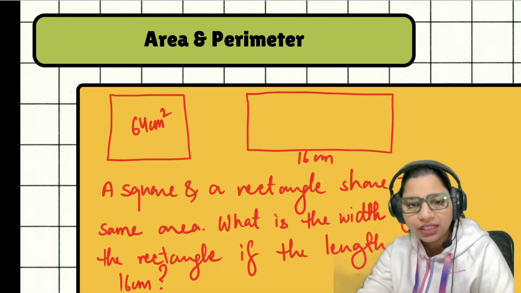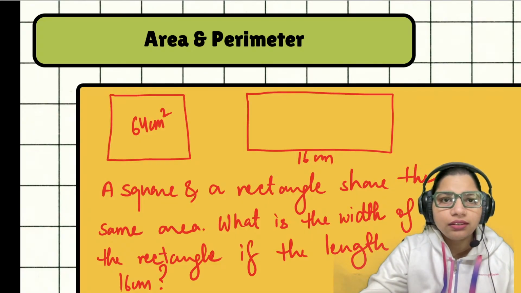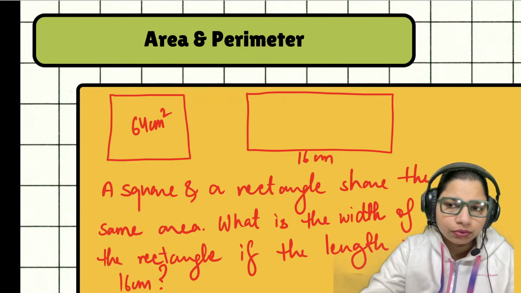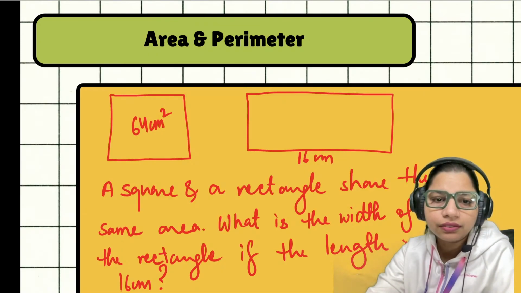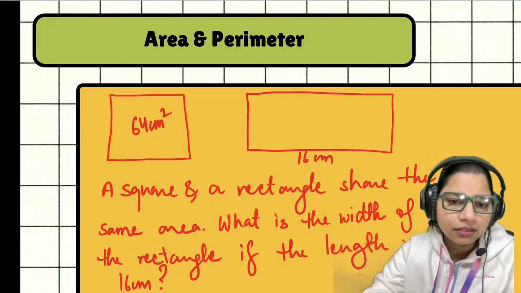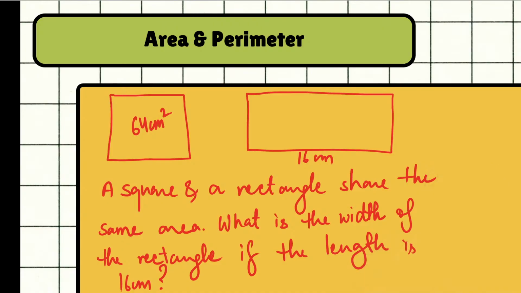Am I hiding the question? The square and a triangle. Just give me a sec. Let me just hide myself. Probably if I hide myself for a minute, you will be able to see the question completely.